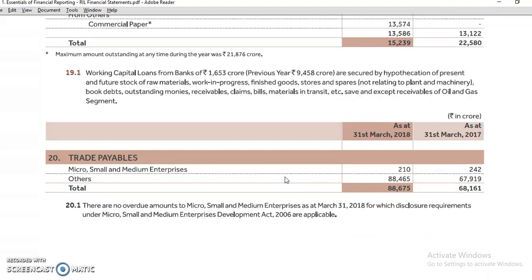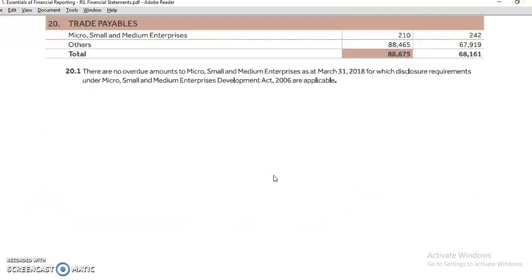Other parts of the current liabilities are trade payables. The company owes a lot of money, 88,000, to its suppliers. Out of that is the stock exchange. The Companies Act, or the Micro, Small and Medium Enterprises Act in India, requires companies to disclose separately how much they owe to micro, small and medium enterprises, just to make sure that they are not manipulating or holding a lot of money from those small companies. Otherwise their credit is tied up and they are not able to grow their businesses.